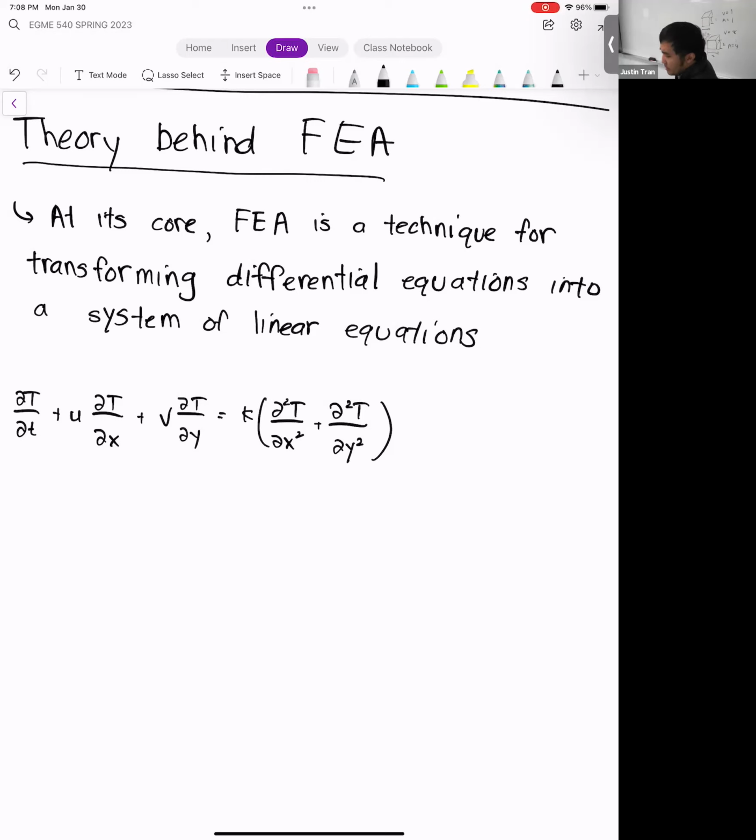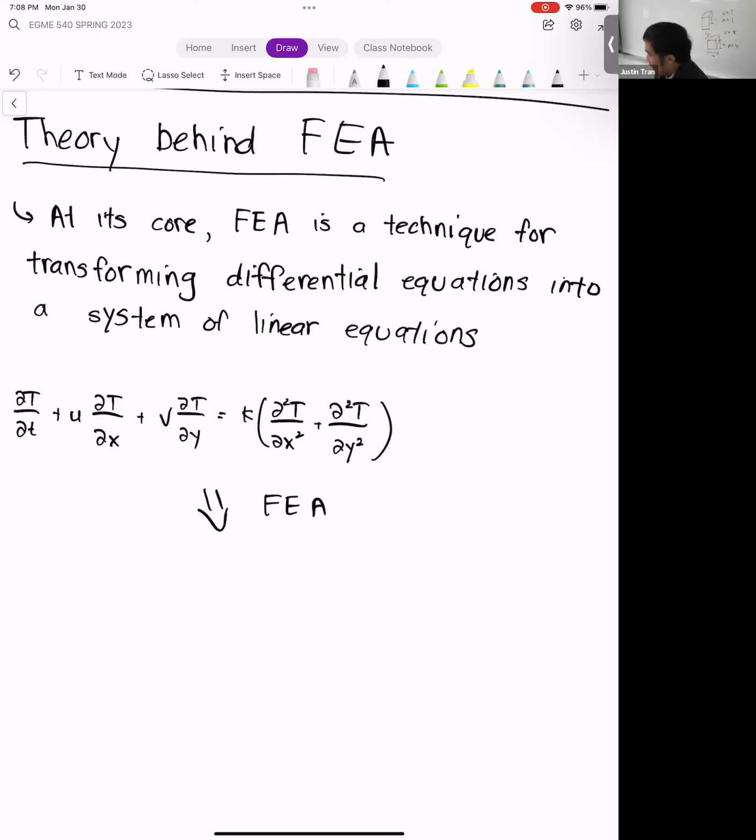So where big T here is the temperature. And so this equation basically states the relationship between the time derivative and the space derivative and the second space derivative of the temperature within a solid. Okay. And so what FEA does, then, it takes a differential equation like this, and it turns it into a system of linear equations. Okay, and so by linear equations, I basically mean algebra.